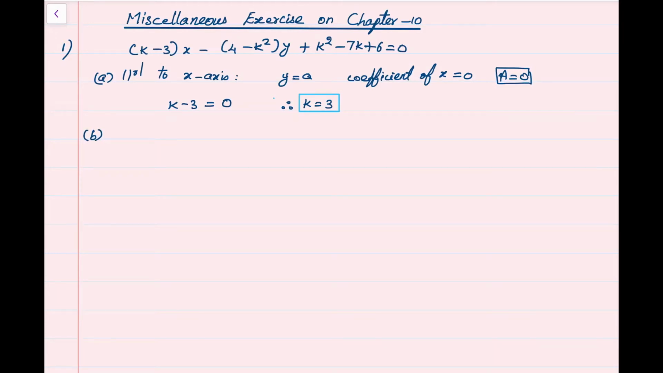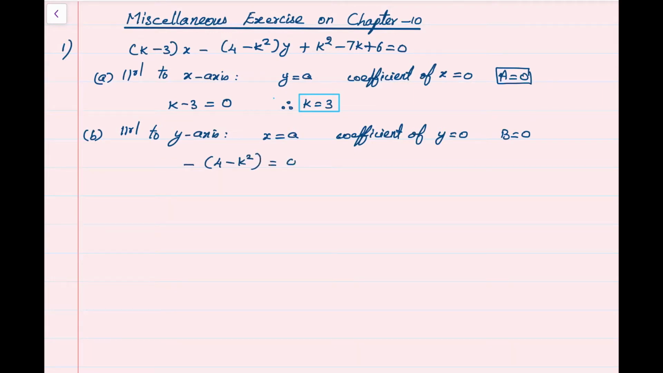Next subdivision, parallel to y-axis. If a line is parallel to y-axis, it will be of the form x is equal to a. That is, the coefficient of y should be 0. That is, b should be 0. Here the coefficient of y is minus of 4 minus k square equal to 0. 4 minus k square is 0. Therefore, k square is 4. And k value will be plus or minus 2.